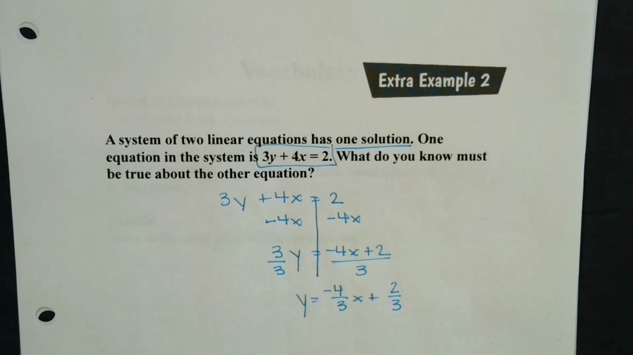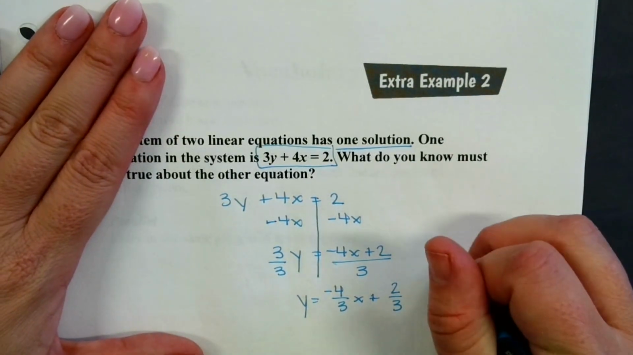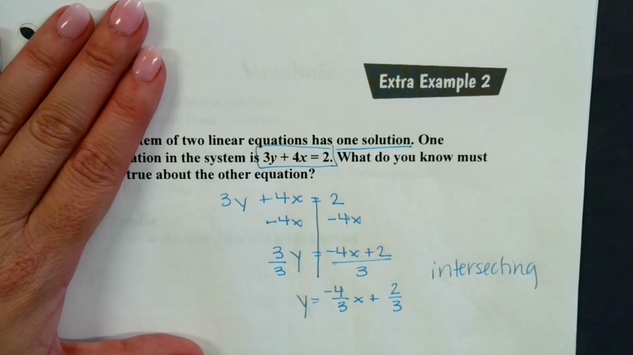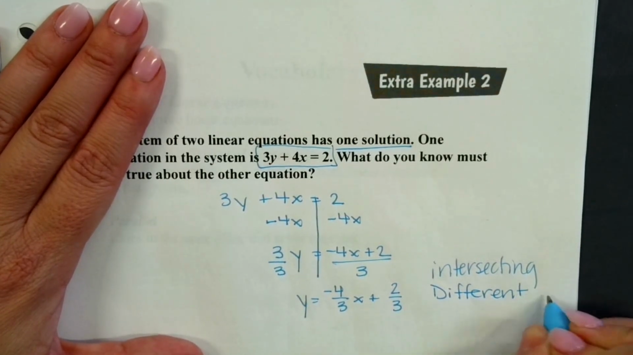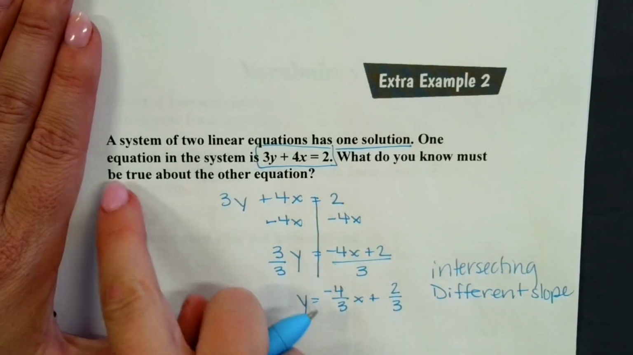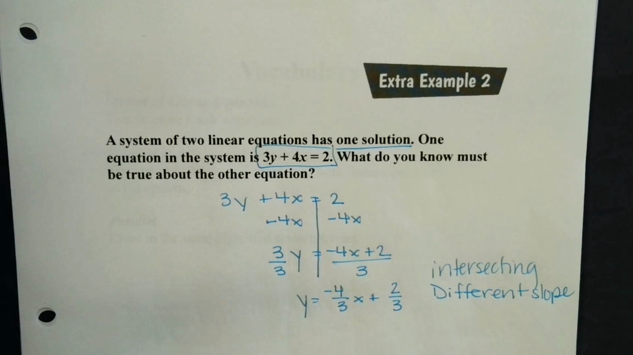Okay, so it has one solution, therefore it's what? It's got to be intersecting. So that means what? Different slopes. Does y-intercept matter? No. So what do you know must be true about the other equation? It has to be a different slope, so it can be any slope but -4/3.